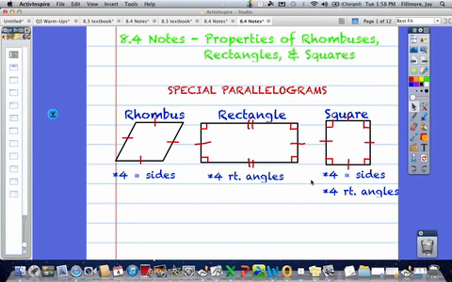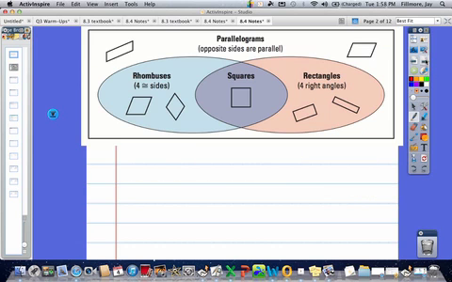A nice way to sum this up is this Venn diagram that I would like to show you. The entire thing is a box that contains parallelograms. Within the category of parallelograms, you have a rhombus, which has four congruent sides. You have a rectangle, which has four right angles, and a square, which has both. So a square is a rhombus, a rectangle, and a parallelogram.